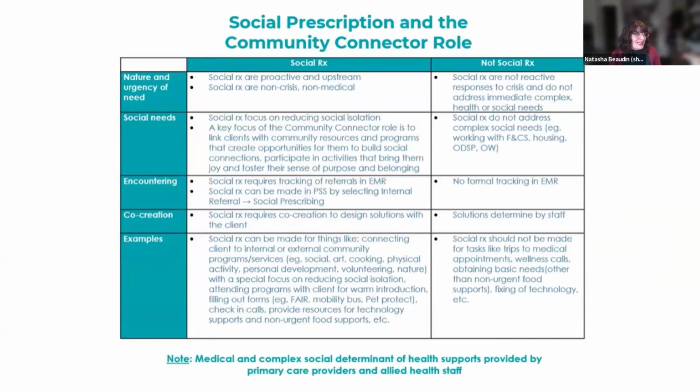So just to share an example from Guelph CHC, it's really important for the link worker themselves as well as their colleagues to understand the scope of work. So I like this example from Guelph Community Health Center. So social prescribing, their prescriptions are proactive and upstream. They are non-crisis and non-medical. So not reactive responses to crisis. They do not address immediate complex health or social needs.